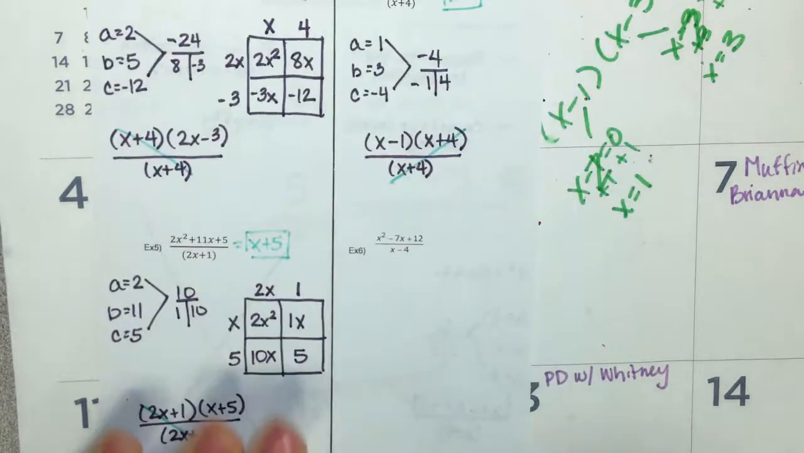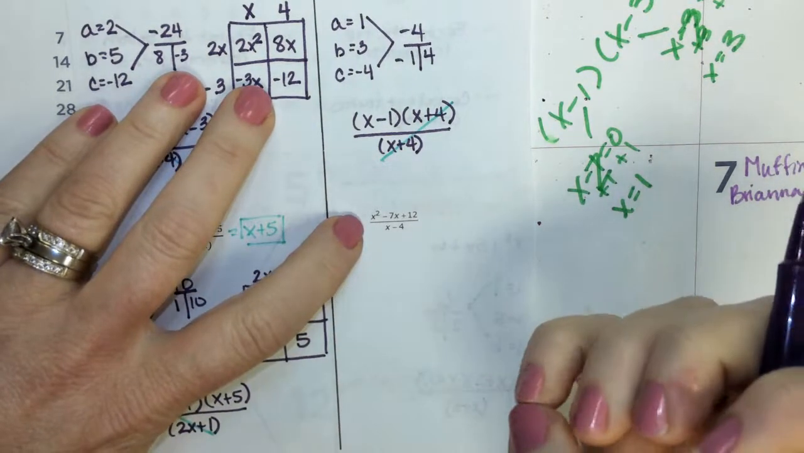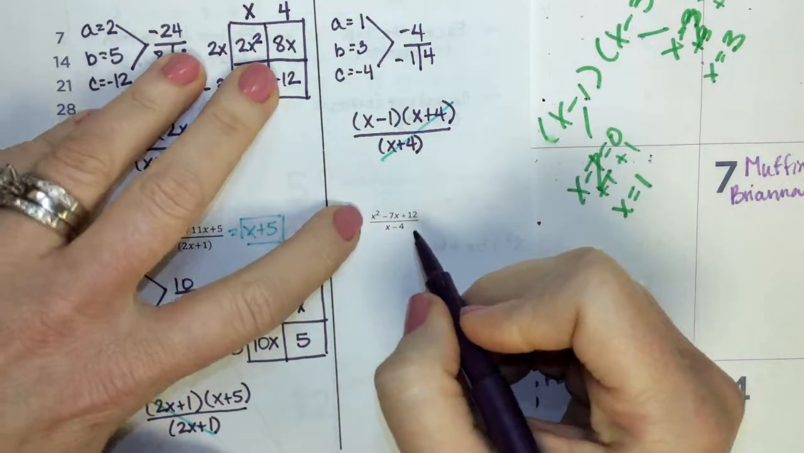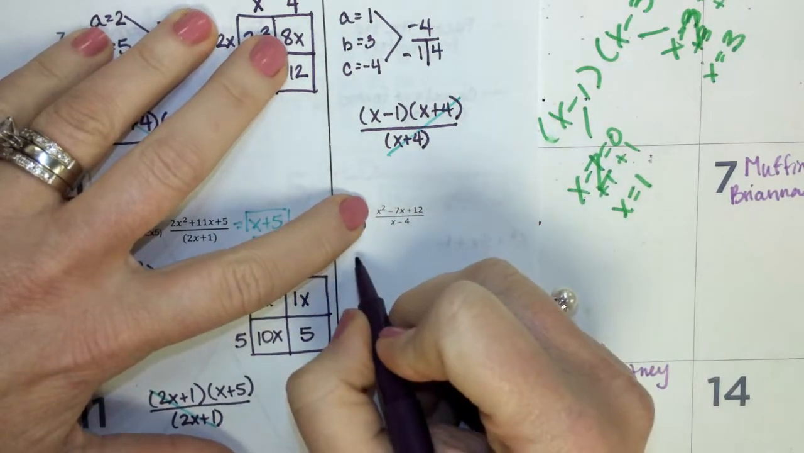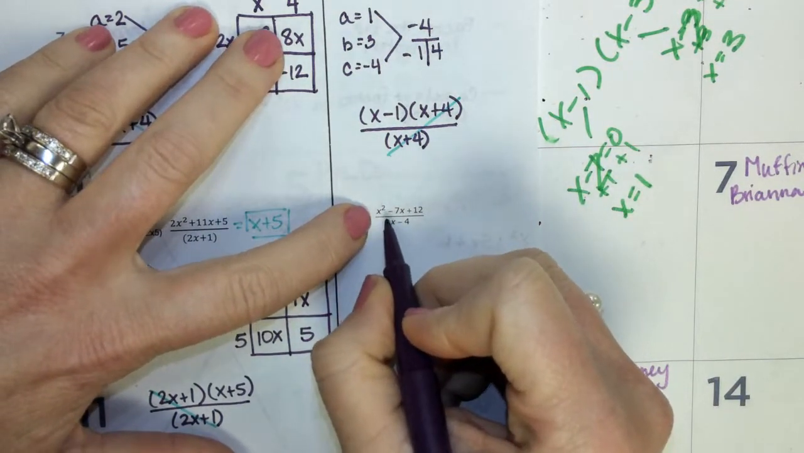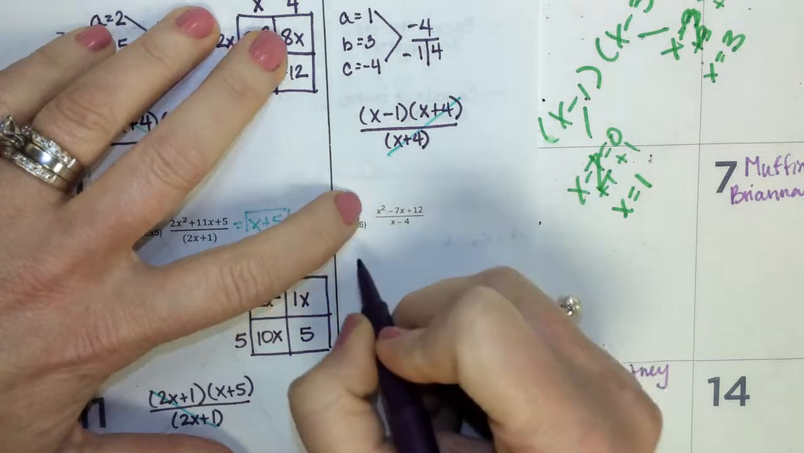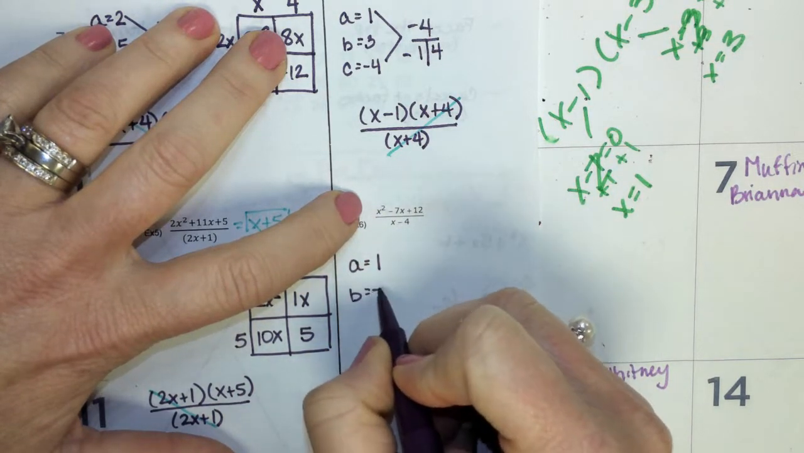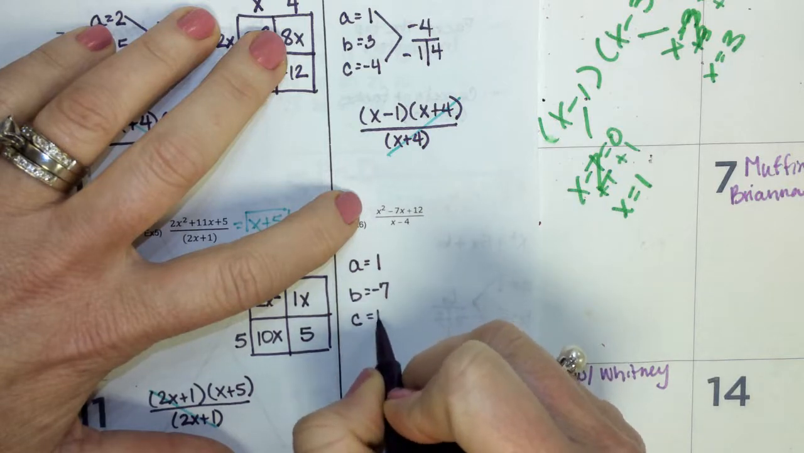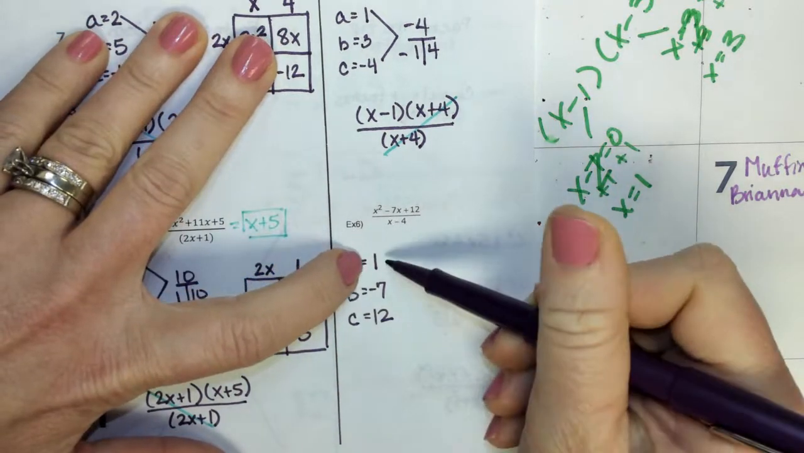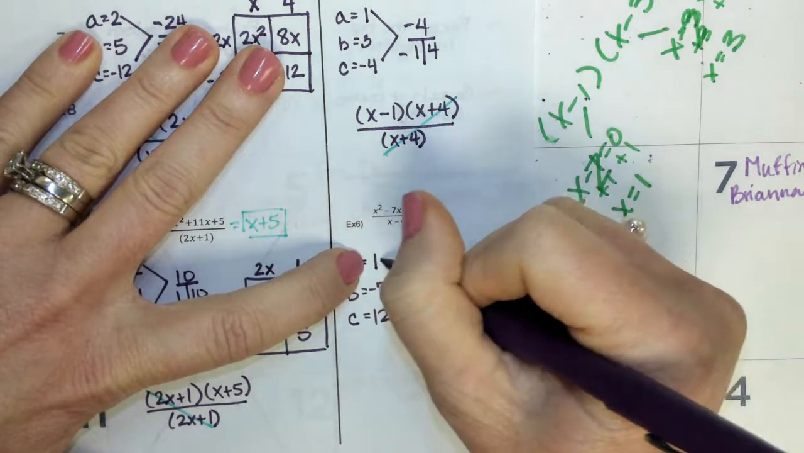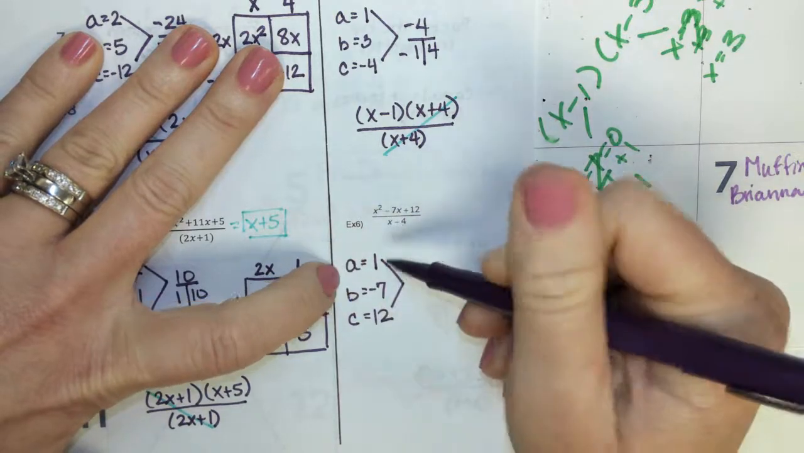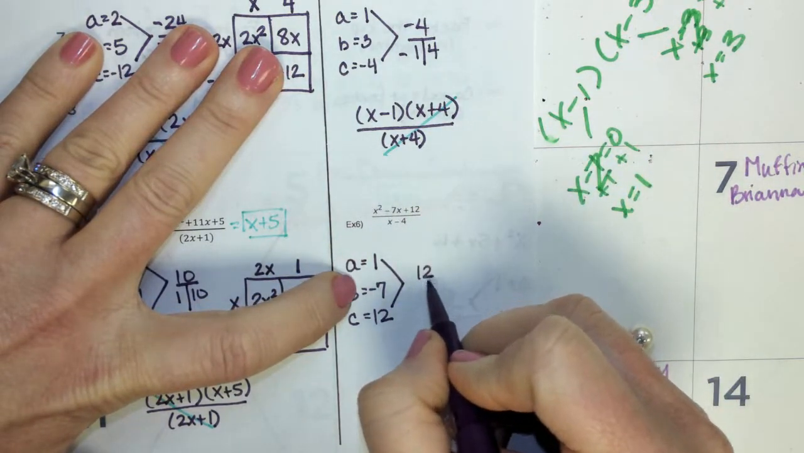Okay, so example 6. So again, we start with factoring the top. I'm going to start by listing my a, b, and c because they don't have a greatest common factor other than 1. So a equals 1, b equals negative 7, and c equals 12. And since a equals 1, I don't have to use the box method, so I can go ahead and do my a times c. So 1 times 12 is just 12.